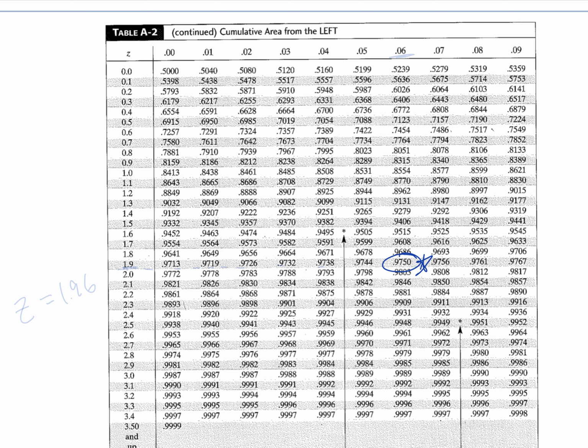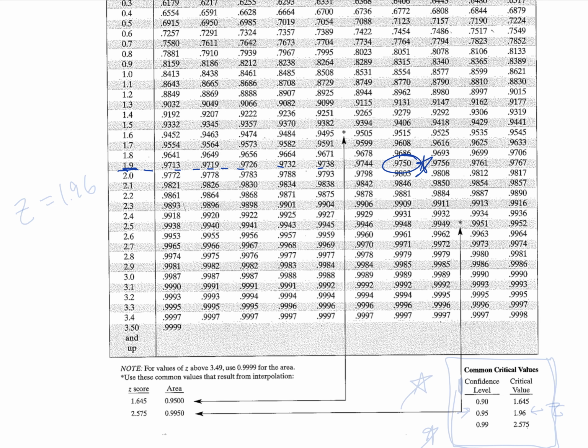So 0.975, what z-score does that go with? That goes with a z-score of 1.9, and then up at the top, 1.96. So 1.96. Now you will not have to do this every time. So the critical values that we're going to use, these common confidence levels that we're using. So right now we're looking at a 0.95 or a 95% confidence level. That goes with a z-score or a critical value of 1.96. So in our case, z is 1.96.